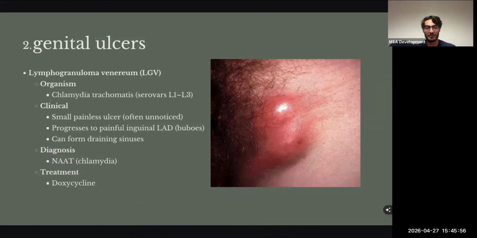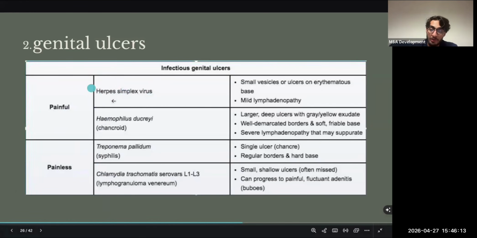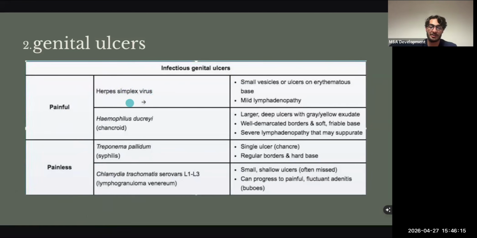Okay. So I hope we're all good so far. If you need to make a table, you can go ahead and do one. I'll show you a table at the very end that's hopefully very easy for you guys to differentiate between all these ulcers. This is what it is, I guess. So we have painful ulcers up here, painless ulcers down there. Painful: herpes simplex virus, HSV, and ducreyi. So ducreyi has large, deep ulcers with gray-yellow exudates and severe lymphadenopathy that may suppurate. And with herpes, it's small vesicles or ulcers on an erythematous base and mild lymphadenopathy.